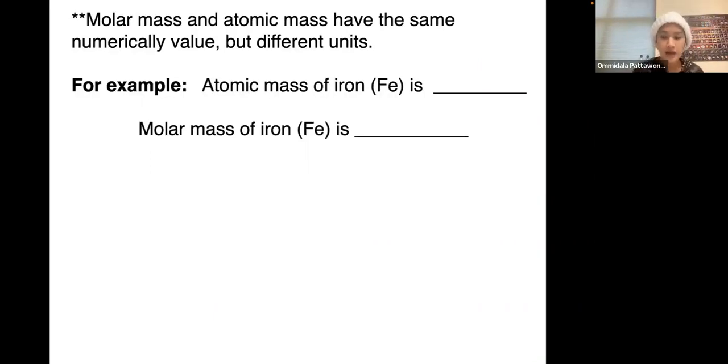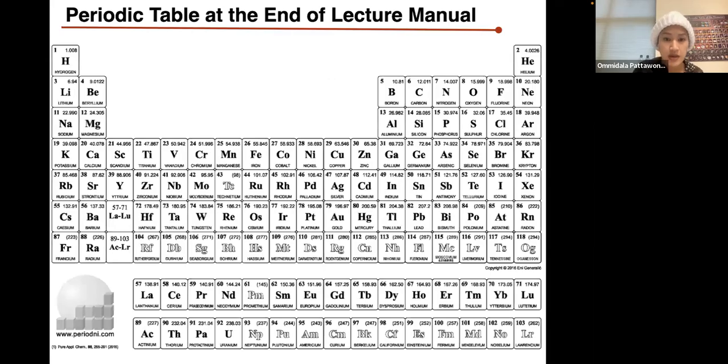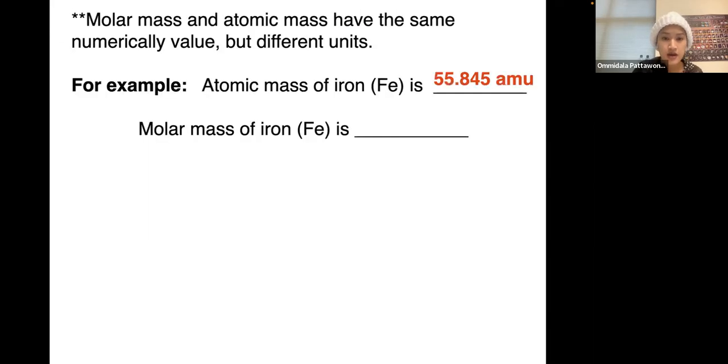Okay, so atomic mass, if you're looking at the atomic mass of iron, is going to be the average atomic mass of all isotopes available in nature for iron. The same thing that we learned previously, right? So you can look this up from the periodic table. Okay, so if you see iron, it would be 55.845 AMU, right? So it would be the number that contains a decimal point.